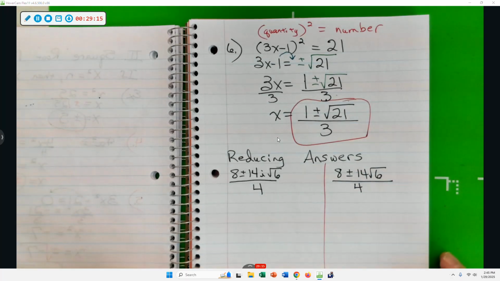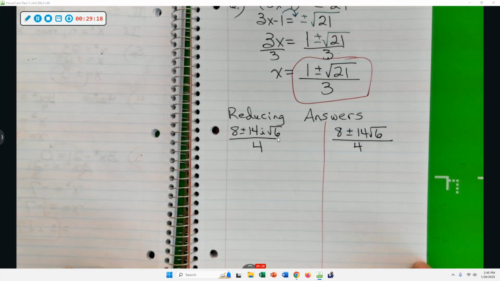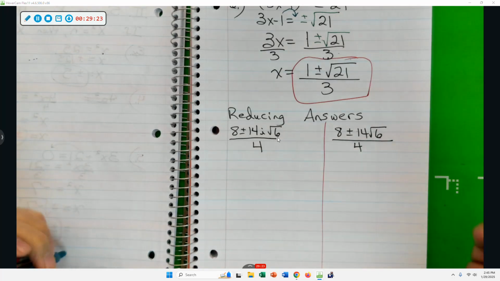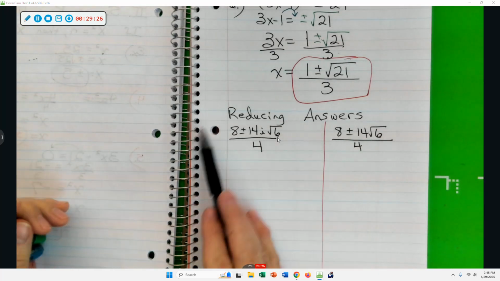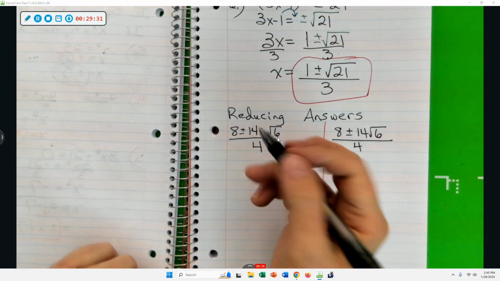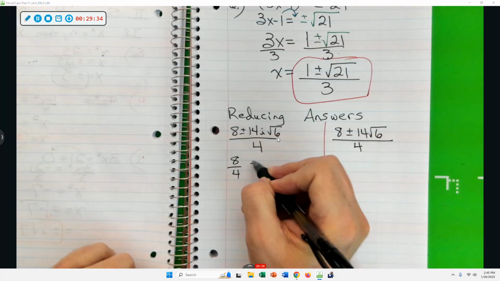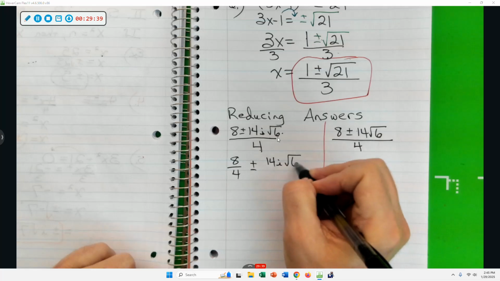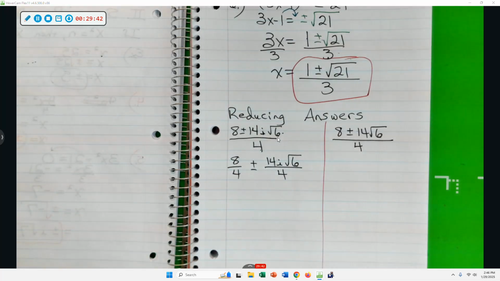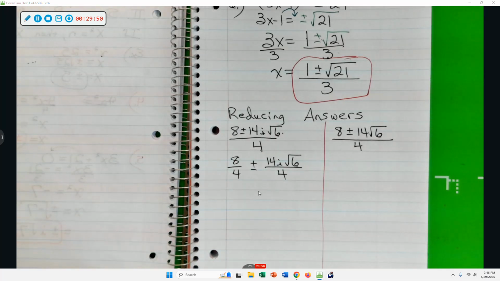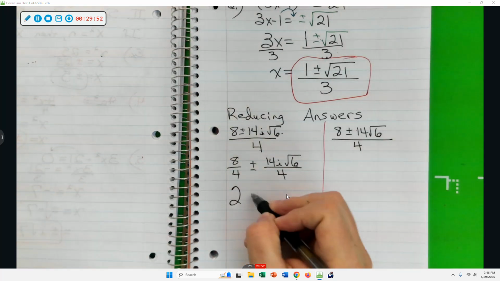If your answer has an I in it, they're going to want you to write your answer in standard form, A plus or minus BI. That means 2 separate terms. You can't leave a common fraction. Well, we know what to do. You just separate 8 over 4, plus or minus 14i square roots of 6 all over 4. Y'all remember separating these things? And then you reduce individually. This is nice. 8 divided by 4, what's that going to give us? 2 plus or minus.